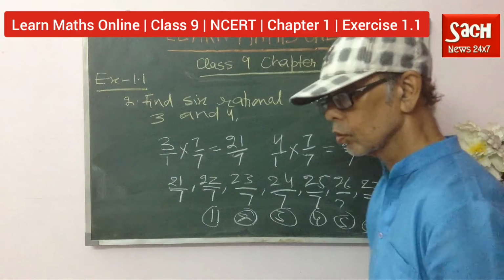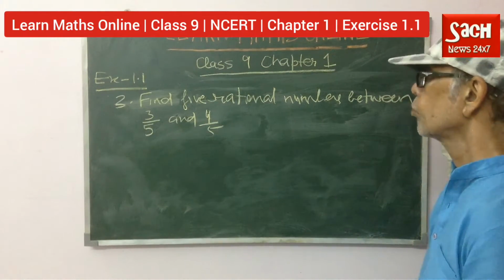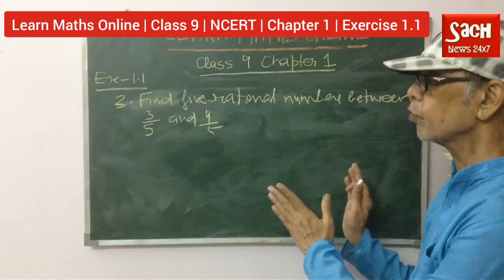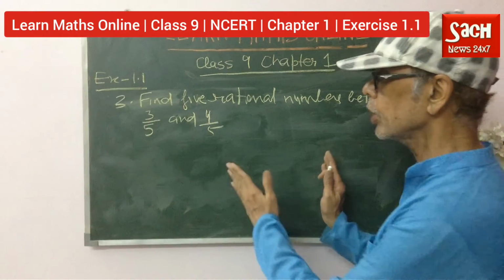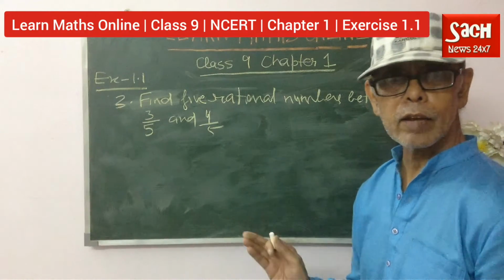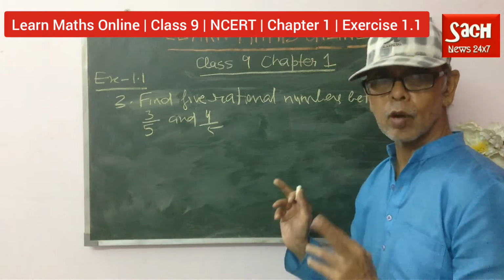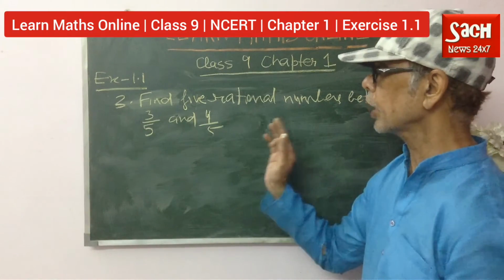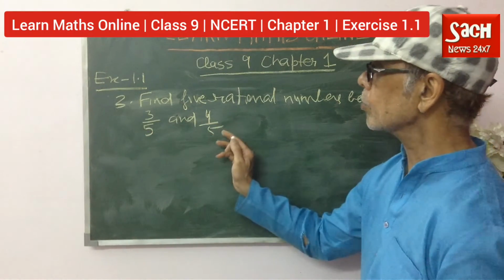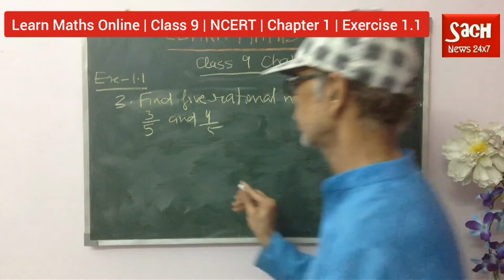So let's do the next question. Question 3 is find 5 rational numbers between 3 by 5 and 4 by 5. There are 2 rational numbers. Now we have to find 5 rational numbers between these 2 rational numbers. Earlier we found rational numbers between 2 integers or 2 natural numbers. But now we are finding rational numbers between rational numbers, where the denominator is the same. Numerators are different, but the denominator is the same. Let's see how we will do it.